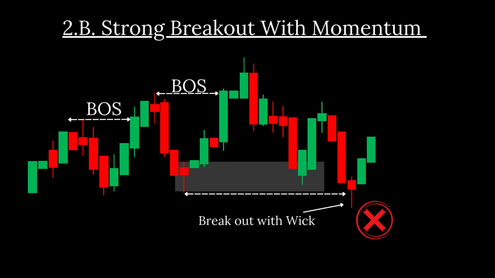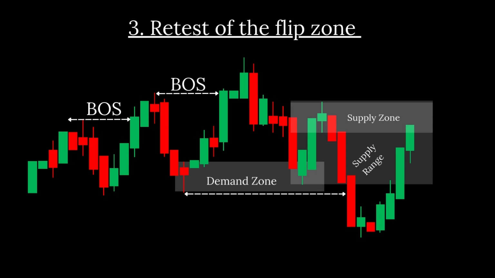Weak or indecisive breaks, e.g. small candles with long wicks, are unreliable and often lead to fakeouts. 3. Retest of the flip zone. After a strong breakout, price often returns to retest the broken zone, now acting as a flipped level. This retest provides confirmation of the role reversal.